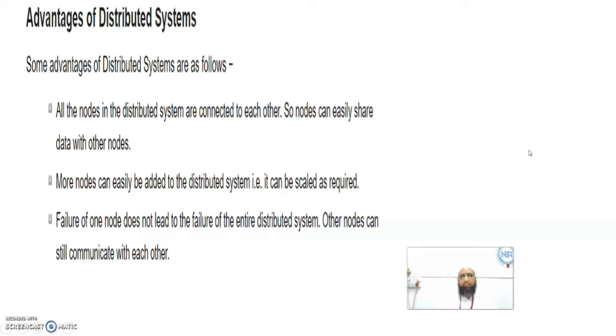So there are several advantages of distributed system. Some of the advantages are: all the nodes in the distributed system are connected to each other, so nodes can easily share data with other nodes. It means one node can share data with another node. The second, more nodes can easily be added to the distributed system, so it can be scaled as required. And failure of one node does not lead to the failure of the entire distributed system. Other nodes can still communicate with each other. These are the few advantages of distributed system.